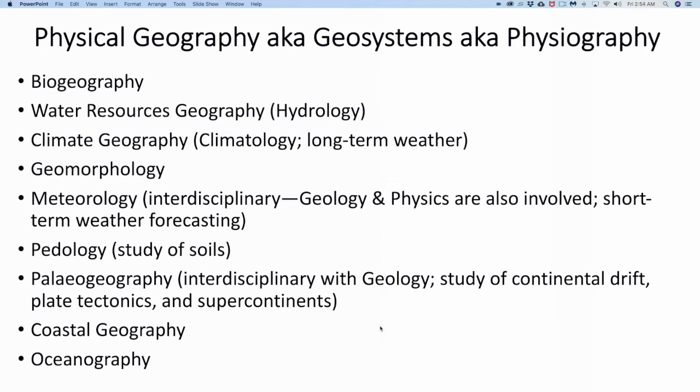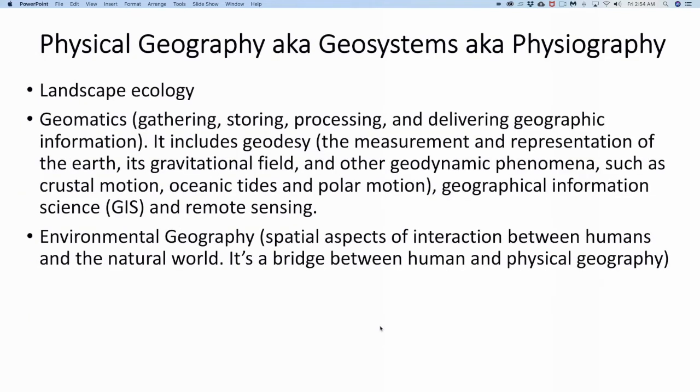I should not actually be lecturing this late, so I start tripping over my words. Physical geography also includes landscape ecology, geomatics, environmental geography.